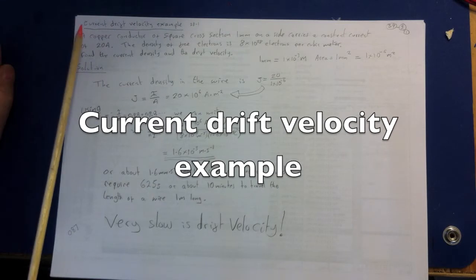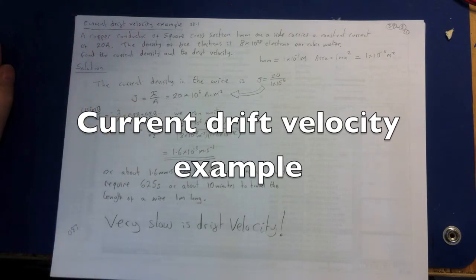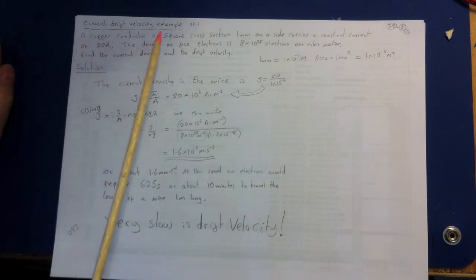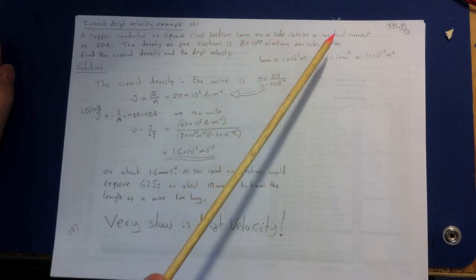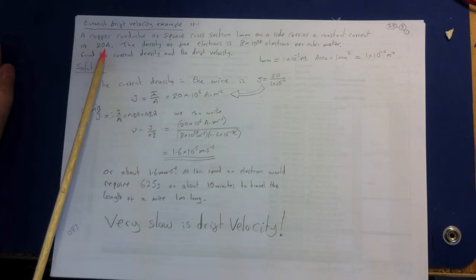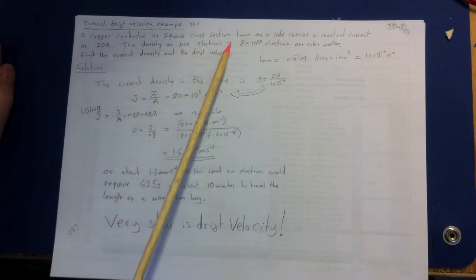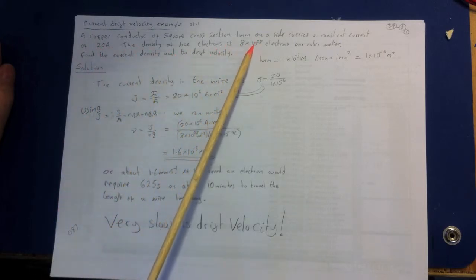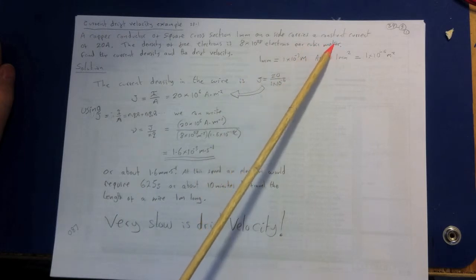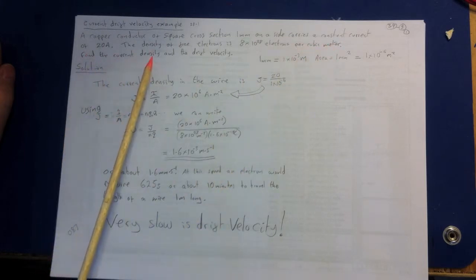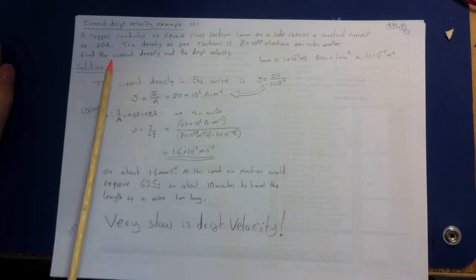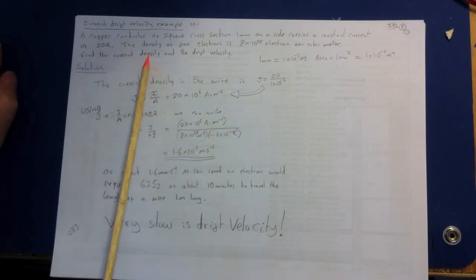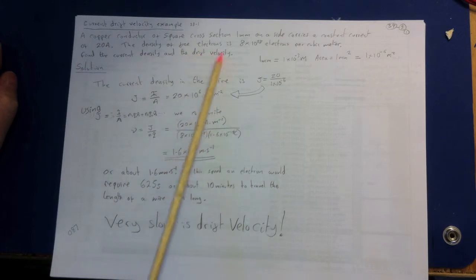So here we're going to go through a current drift velocity example. A copper conductor of square cross-section 1 millimeter on a side carries a constant current of 20 amps. The density of free electrons is 8 times 10 to the 28 electrons per cubic meter. Find the current density and the drift velocity. So we're after finding the current density, which is J, and the drift velocity V.